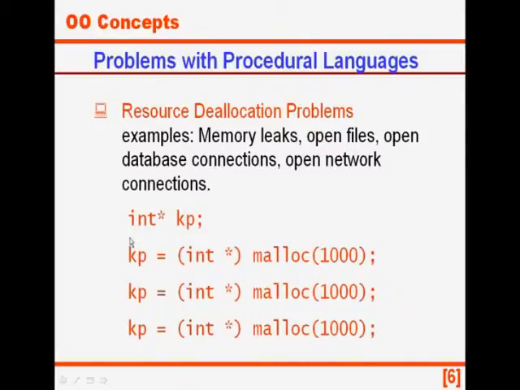We have declared here int *kp, and we have allocated a block of 1000 bytes to this pointer kp. Again we have allocated another 1000 bytes to this pointer kp, and yet again we have allocated 1000 bytes to the pointer kp. Now at the end of this code, 2000 bytes of memory becomes unavailable to the rest of the program, causing what is known as a memory leak. Memory allocated but unusable because we have lost the pointer to that memory.